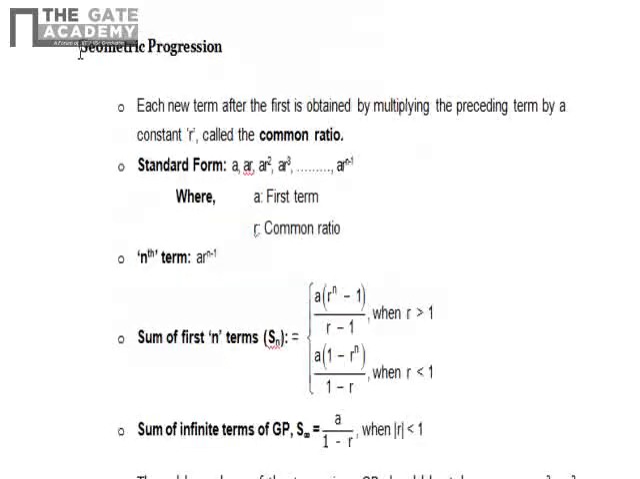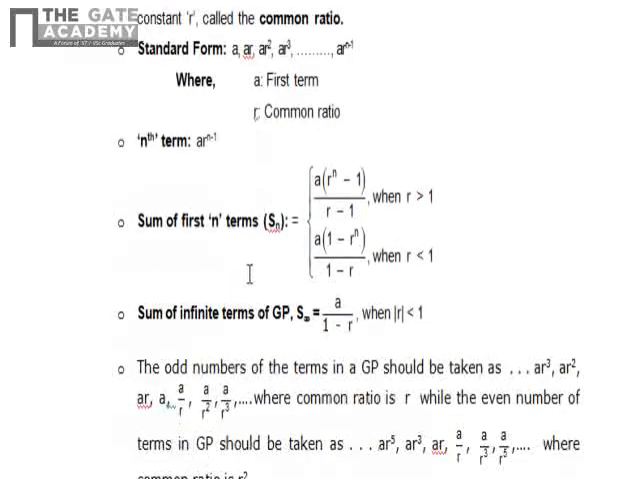Now the next type of progression is geometric progression. Instead of common difference, in geometric progression there is a common ratio. Each new term after the first is obtained by multiplying the preceding term by a constant r, which is called the common ratio. Here you can see the standard form a, ar, ar square, ar cube, and so on, where a is the first term and r is the common ratio. The nth term is a r raised to n minus 1.